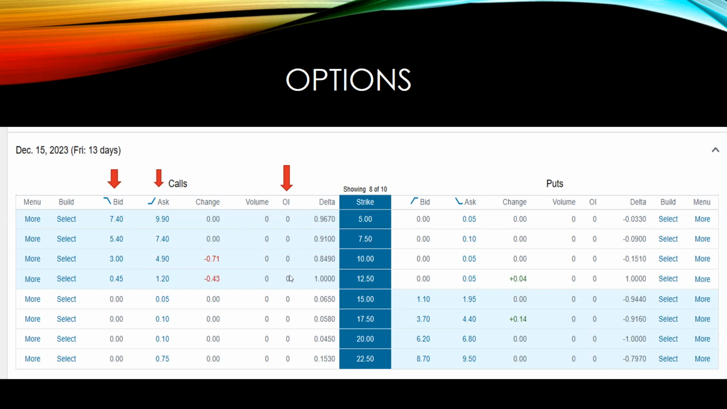When I go to the open interest here, and this is what OI stands for, it stands for open interest, I see the open interest is 0. What that's telling me is that I have nobody to trade with. That means that even if I did buy this option for $1.20, I wouldn't be able to sell it for the 45 cents or anything else because there's no open interest. So there's no one to sell to. So I would just be stuck with a contract that I can't get rid of.